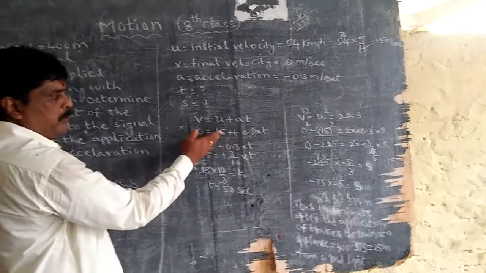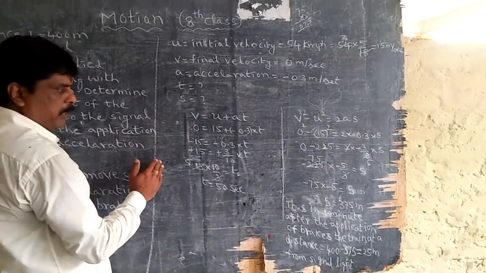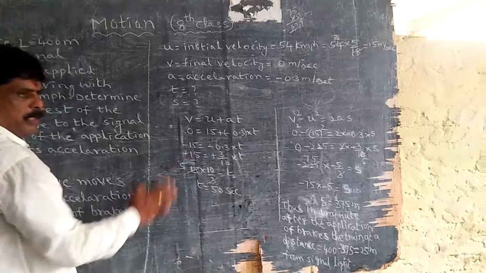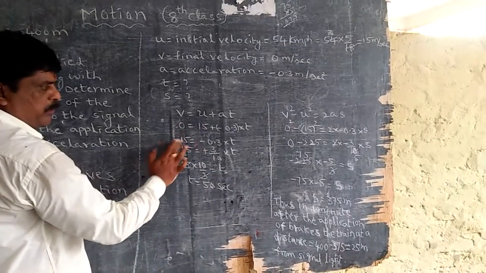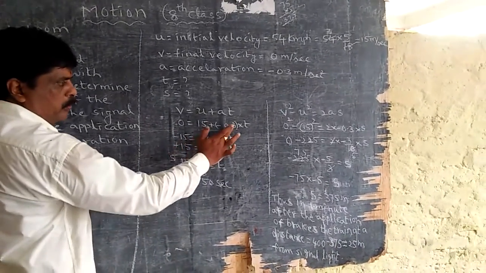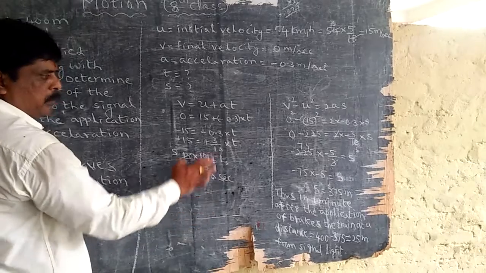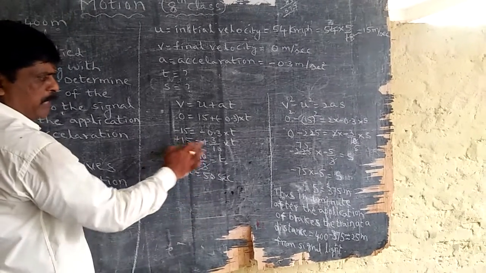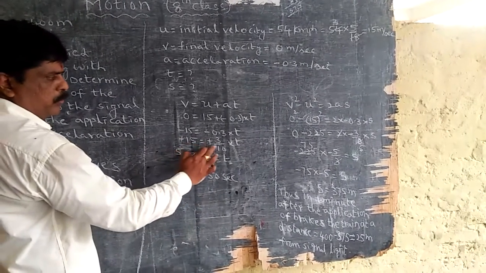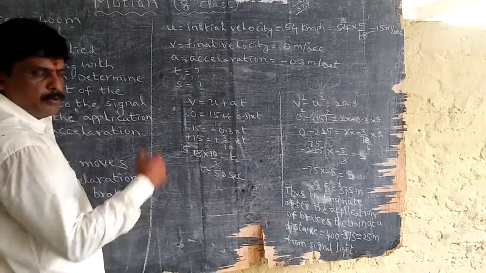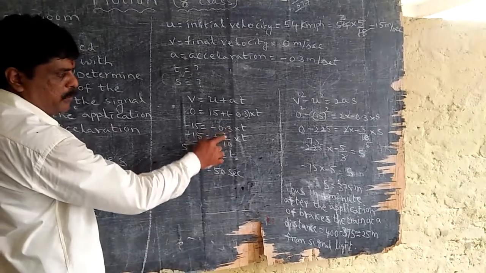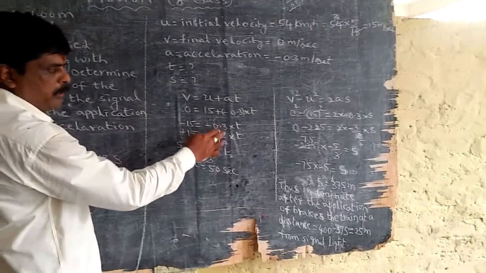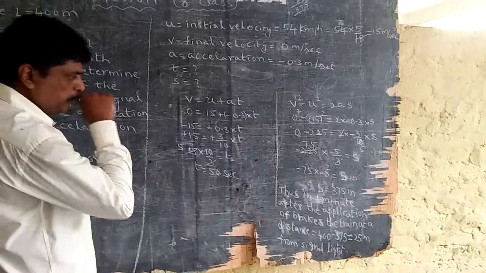Here plus 15 is there. If you move it to the left side, it changes into minus. Here plus 15 changes into minus 15, which is equal to minus 0.3 into t. Here minus and minus are cancelled. 15 is equal to 0.3 into t; you have to remove the point and write 0.3 as 3 by 10.